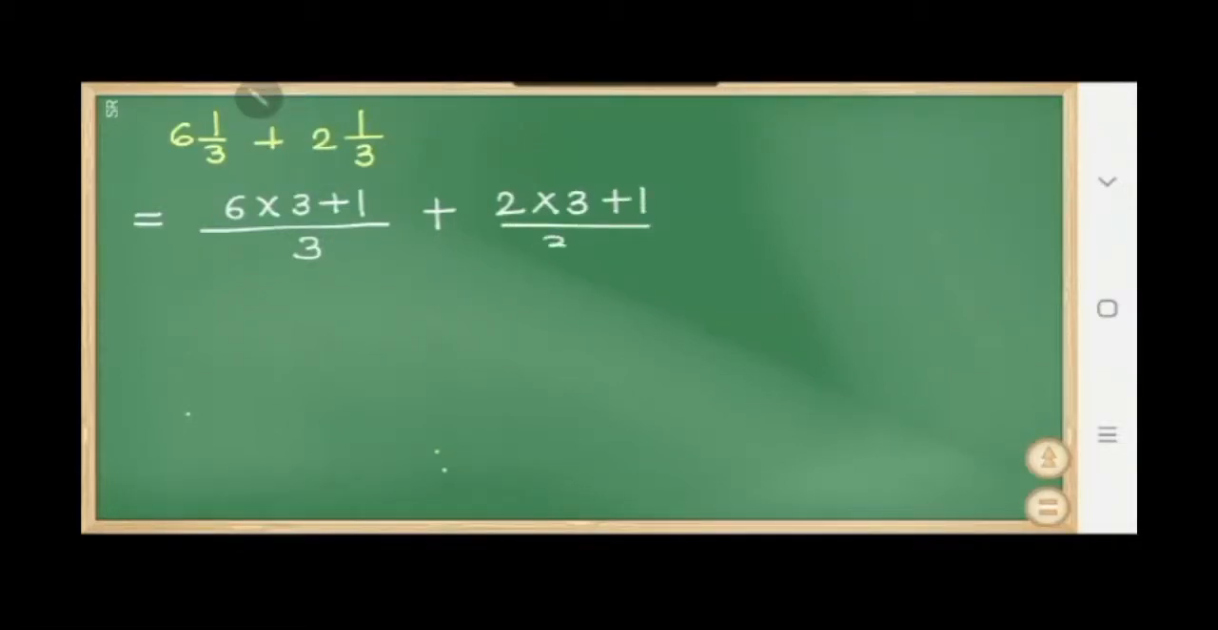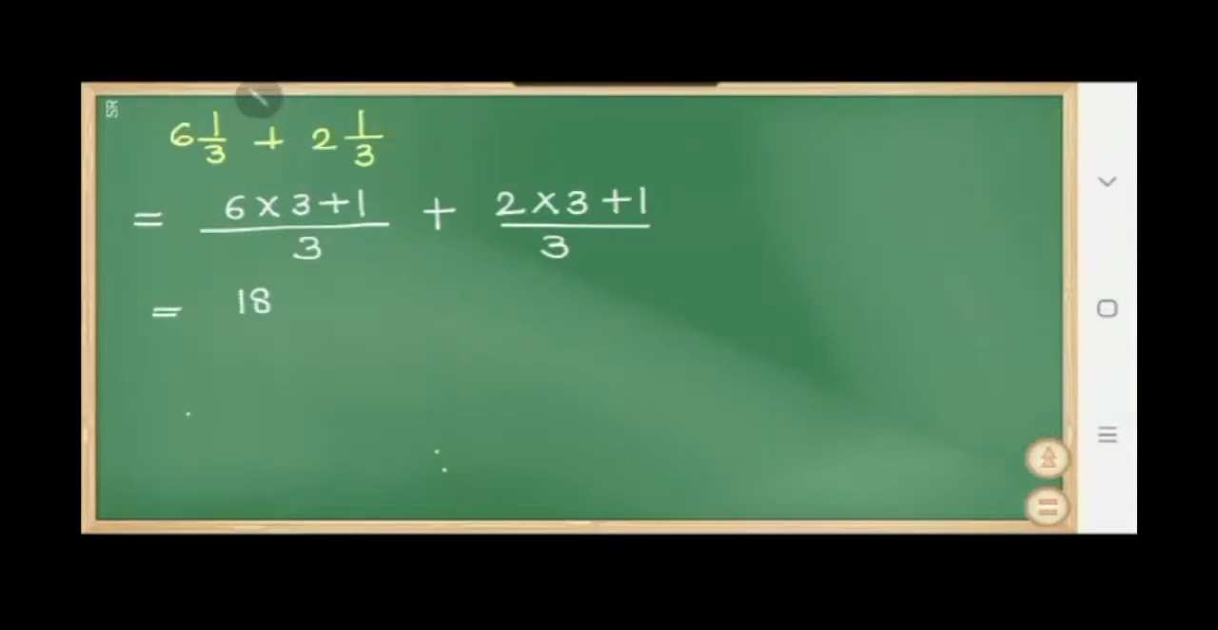I have a mixed fraction over here, 6 1 by 3 plus 2 1 by 3. So my first step is changing the mixed fraction into an improper fraction. So I am going to multiply 6 into 3 plus 1 upon 3, plus 2 multiplied by 3 plus 1 upon 3. The denominator remains the same.